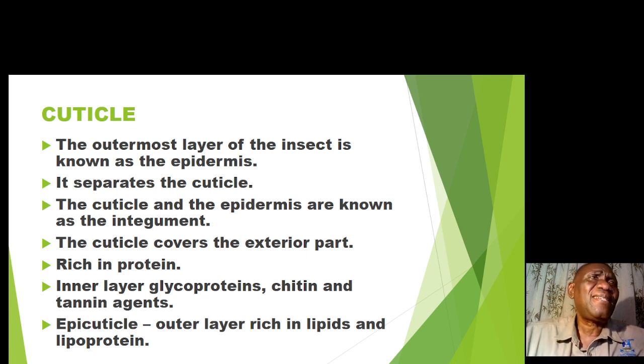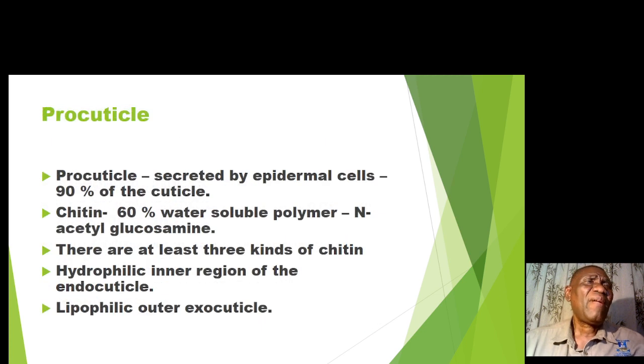It's rich in protein in the inner layer, glycoproteins, chitin and tanning agents. That is the inner layer or the inner part. Then the epicuticle, the outer layer, as opposed to the inner layer, is rich in lipids and lipoprotein. Then we have something called the procuticle. This is secreted by the epidermal cells. That is 90% of the cuticle.